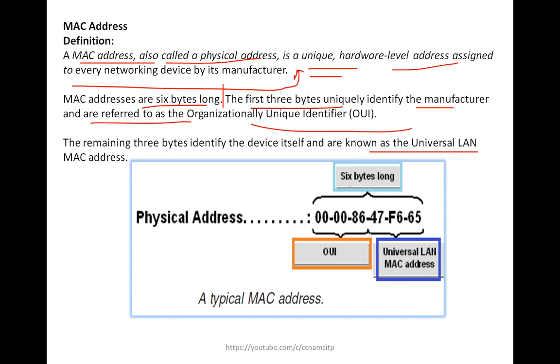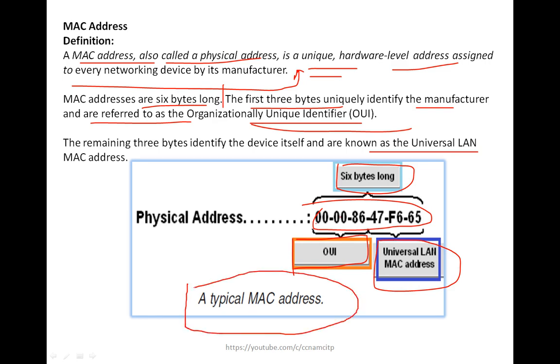As you can see here, there are 6 bytes. 1 2 3 4 5 6, these are the bytes. The first three will be considered the organizational unique identifier, OUI, and the rest of the three will be the universal LAN MAC address. So we should know it is a combination of two parts: one is OUI and the second is universal LAN MAC address. This is known as a typical MAC address.